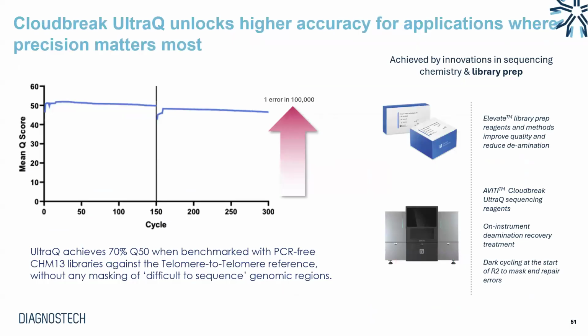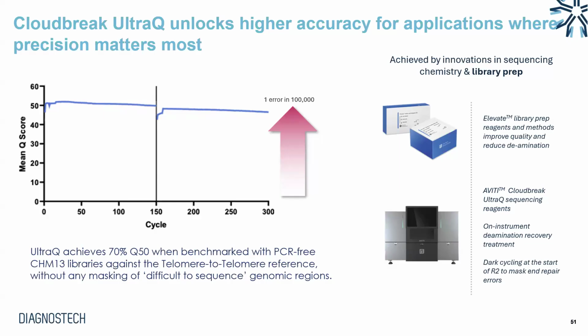So I'm now coming back to Ultra Q, which I mentioned with the Q50 scores. What Element have done is combine advances in sequencing chemistry with their own library prep to address the most abundant sources of residual error in NGS data. Specifically, library prep error is driven by deamination and end repair, which are mitigated with this kit with the uracil enzymatic digestion treatment and dark cycling through the error-prone initial 15 bases of read 2.